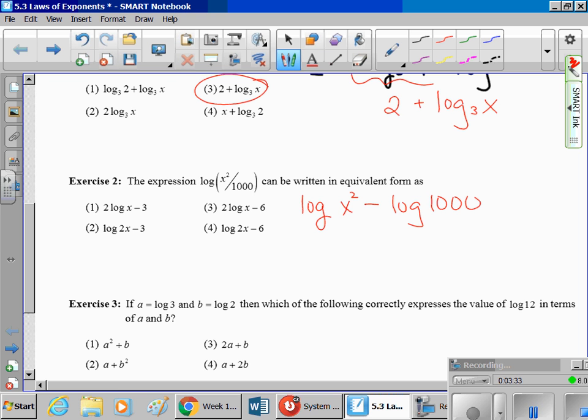So we're going to use the power law right here, and we're going to kick that 2. This is what I'm saying, this is going to become a little second nature to you. So we kick that 2 out front. So it's 2 log of x minus, now this we can evaluate. This means 10 to the what power is equal to 1,000. And hopefully you remember my little trick by counting the zeros. So it's minus 3. So 2 log x minus 3. So here it is right here in number 1.